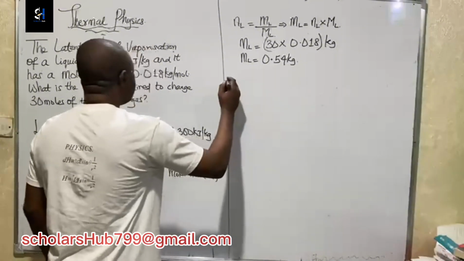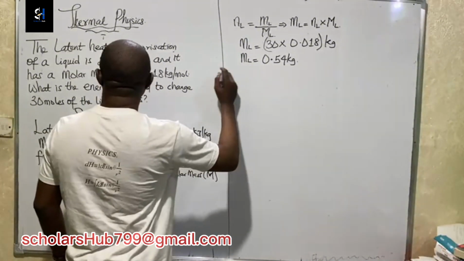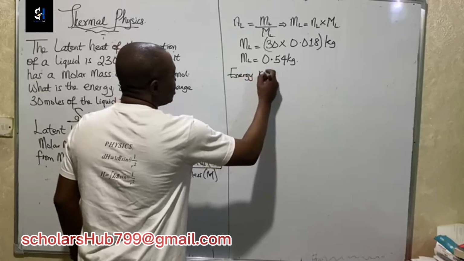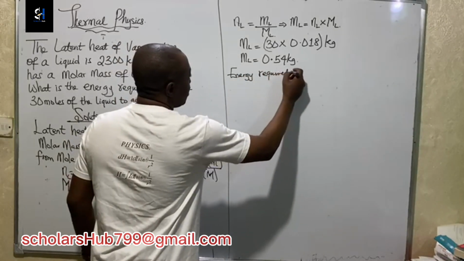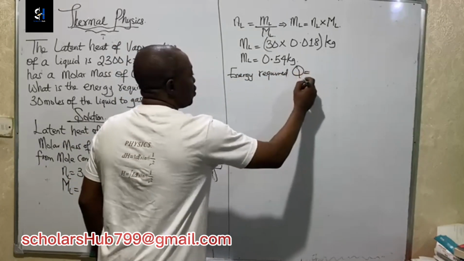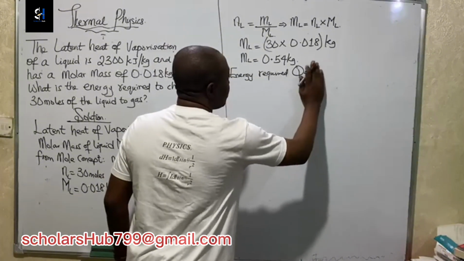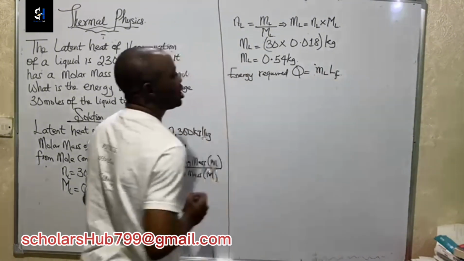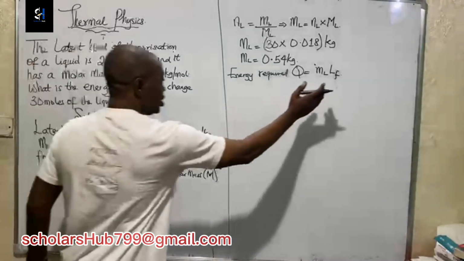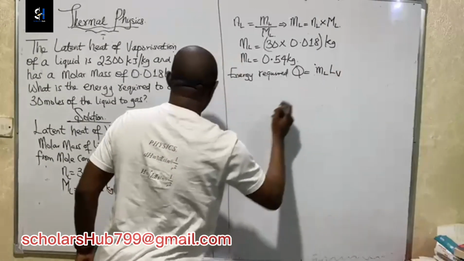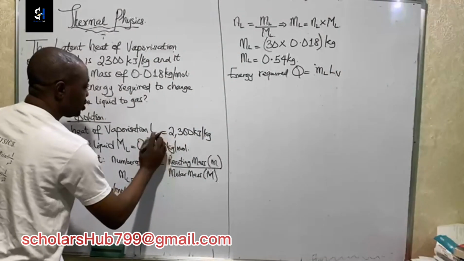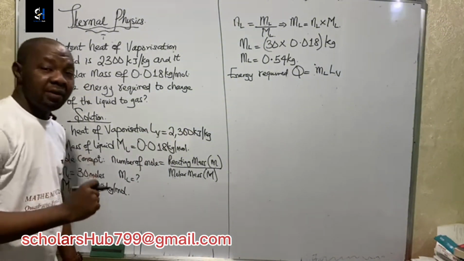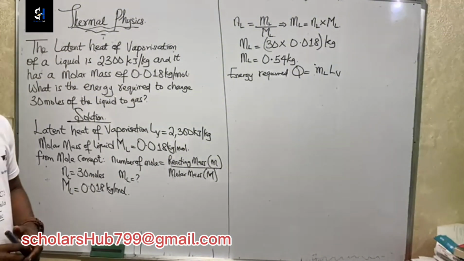So now we have the latent heat of vaporization. We are looking for the heat energy required. So the energy required, which is Q, will be equal to the mass of the liquid multiplied by the latent heat of vaporization. Oh, that's it, latent heat of vaporization, not latent heat of fusion. When it is LF, that will be latent heat of fusion.